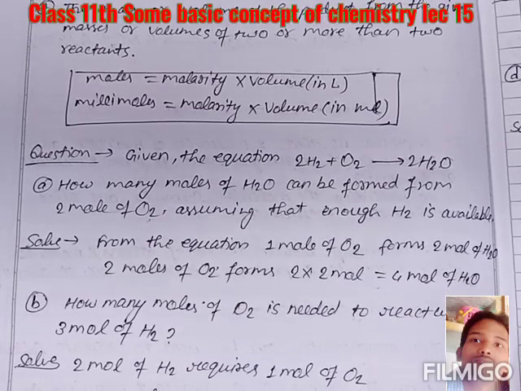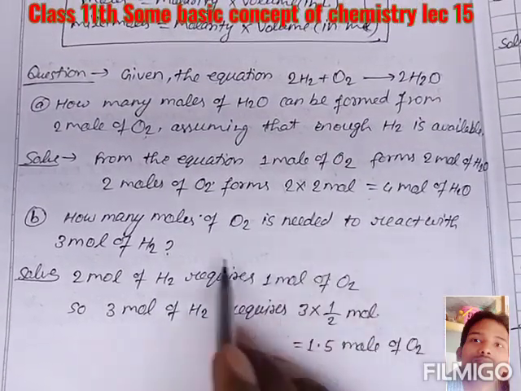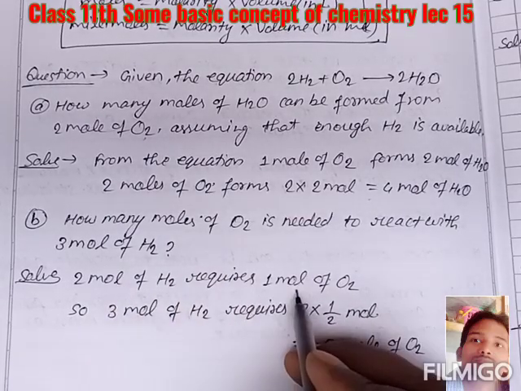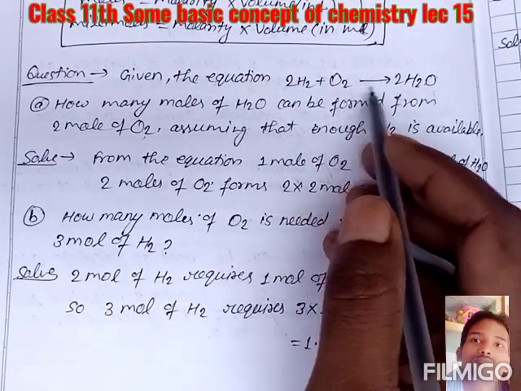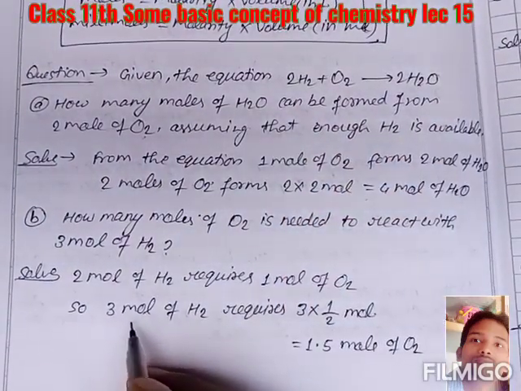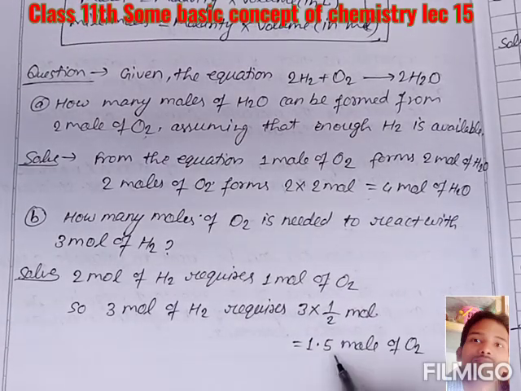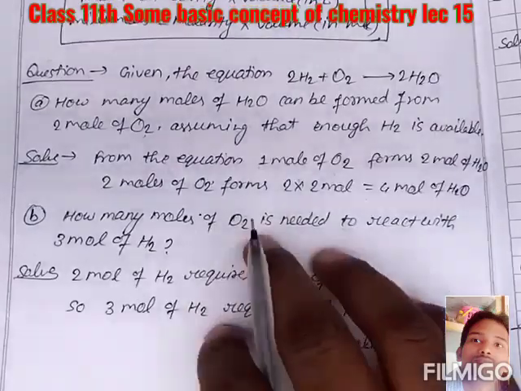Now part B: how many moles of oxygen are needed to react with 3 moles of hydrogen? 2 moles of hydrogen require 1 mole of O2 for completion of the reaction, so 3 moles of hydrogen require 3 into 1 by 2 moles of oxygen. So 1.5 moles of oxygen are required.